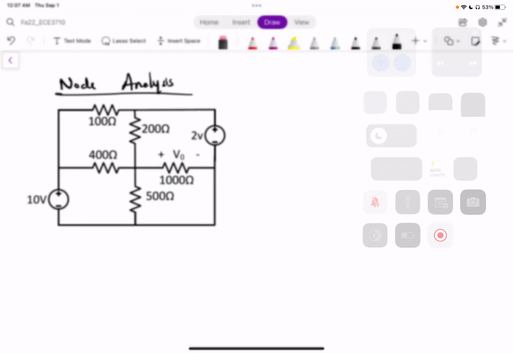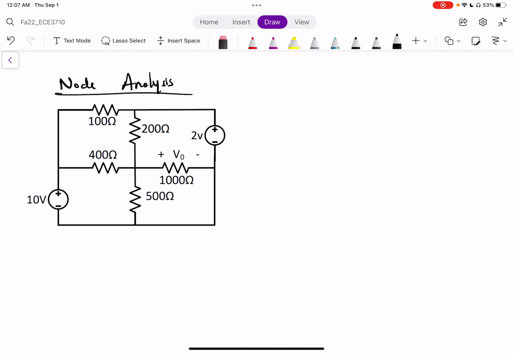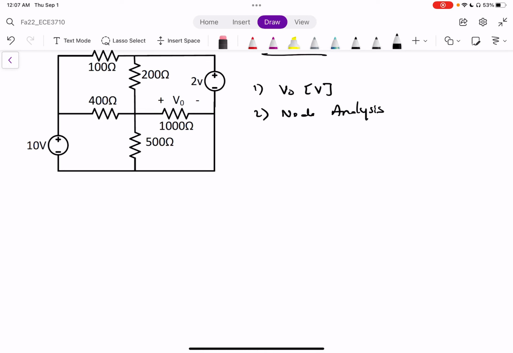Cool. So, node analysis. I'm going to be using this problem to explain how to complete node analysis. The question at hand is, what is VO? So we are solving for VO in units of volts, and we are going to be using node analysis to do so. Couple rules.